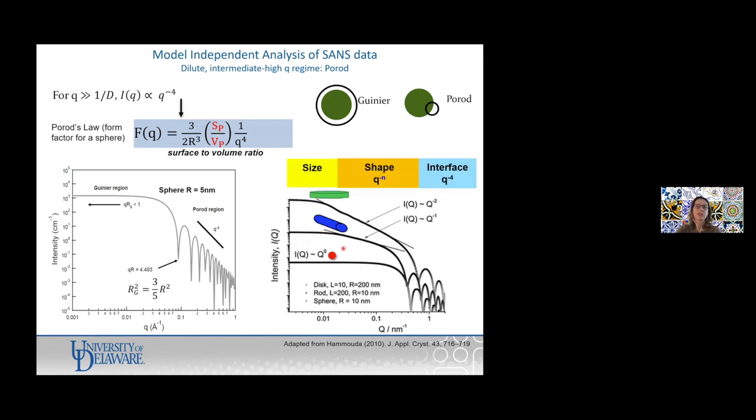Now, depending on the shape, so of course your sample is not necessarily a sphere. It can have different shapes. And like I told you, you'll have a different Q dependency. So if you had more of a cylinder, you'd see this Q to the minus one dependency before you enter the Q to the minus four. And if you had something like a disk, which has a surface, then you'd see, for example, this Q to the minus two. So just looking at the profile of your intensity versus Q, you can already infer some characteristics of your sample.